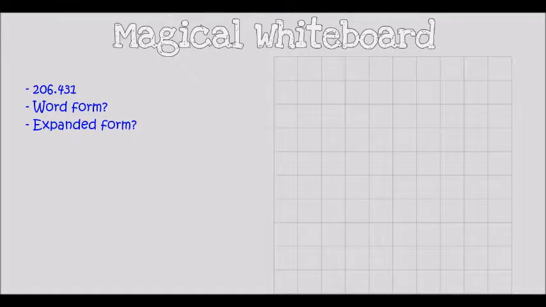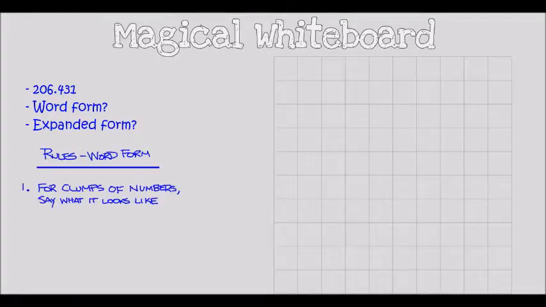So let's start with word form. In word form, there's a few easy rules we can follow. For clumps of numbers, just say what it looks like. At commas, we say the period name. A chunk of 3 numbers is called a period. So we usually would say 1,000, or million, billion, trillion, depending on what you're talking about.